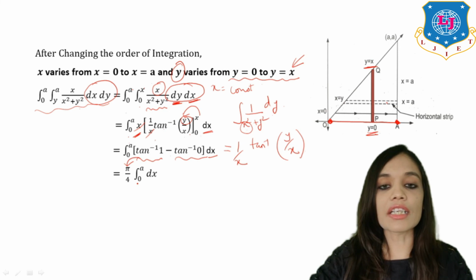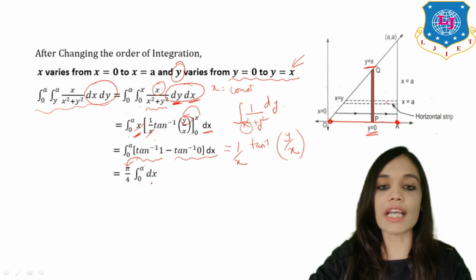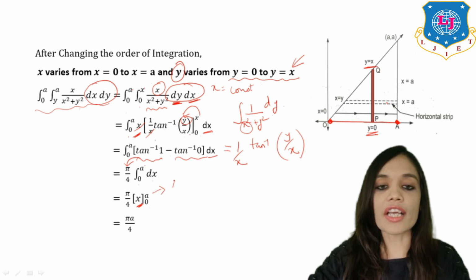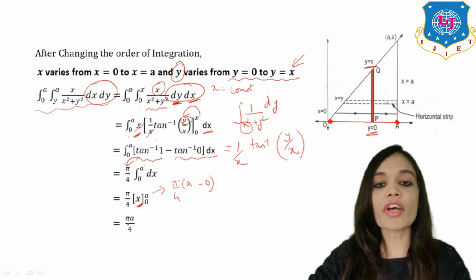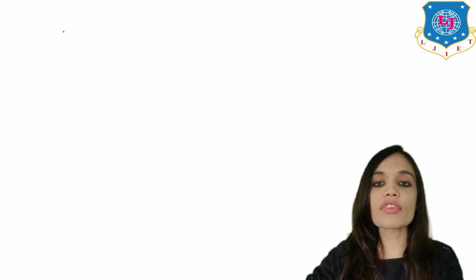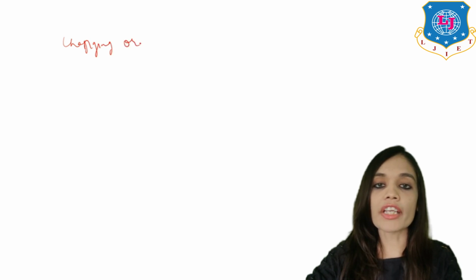So finally integration will be from 0 to a dx. Now we know that integration 1 dx will be equal to what? x. And the limits are from 0 to a. Now put the limit. So you will get your answer as pi by 4 times a minus 0. Right? On simplifying, the final answer after changing the order will be equal to pi by 4 a. Okay? So in today's session, what we have studied? Changing the order of integration. Very important topic.